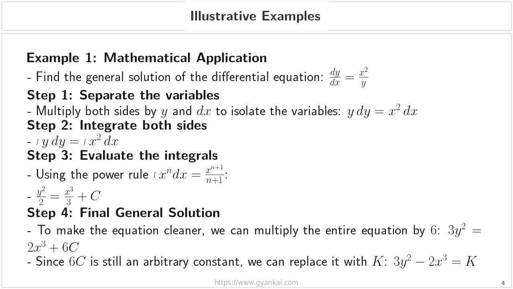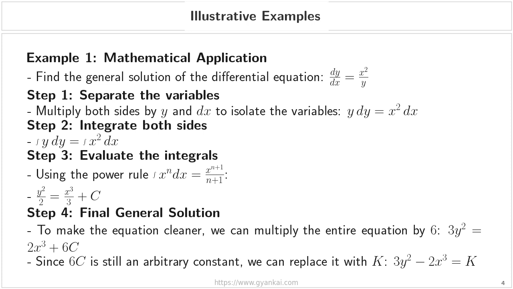Finally, in step 4, we look for the final general solution. While our current expression is mathematically correct, it looks a bit messy with those fractions. To clean this up, let's multiply the entire equation by 6. This clears the denominators, giving us 3y squared equals 2x cubed plus 6c.